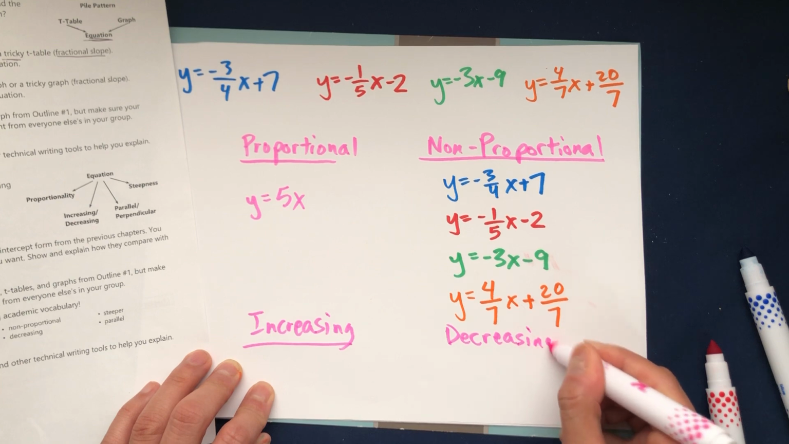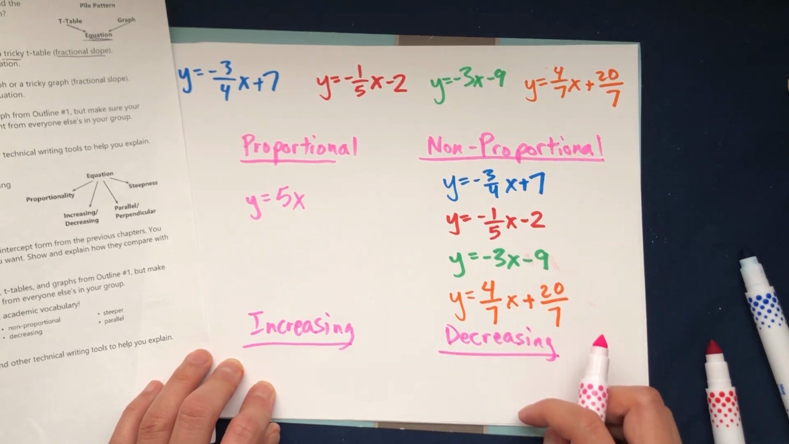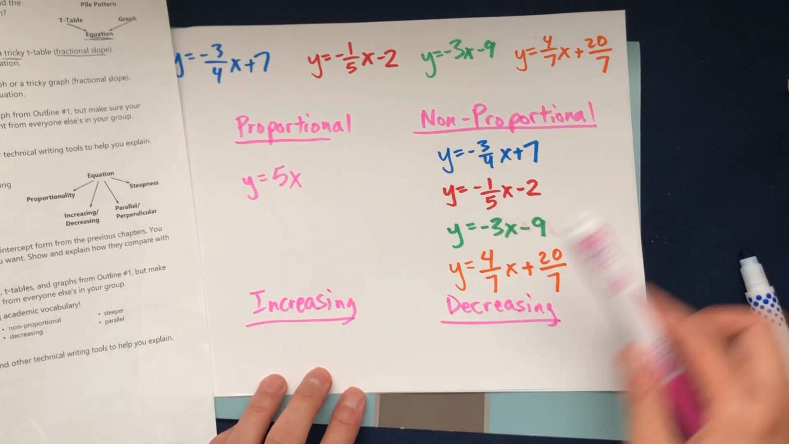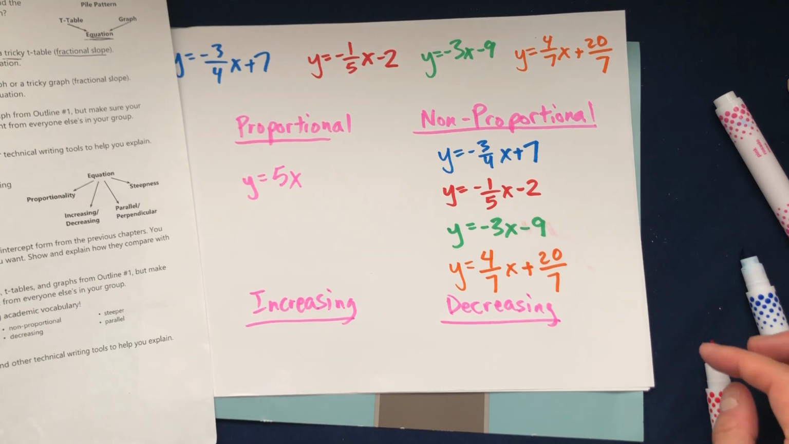I highly recommend that you create graphs also to show a deeper level of understanding of how you know whether equations are increasing and decreasing. That applies with proportional and non-proportional also. Making that graph will help make things very clear in terms of visuals.